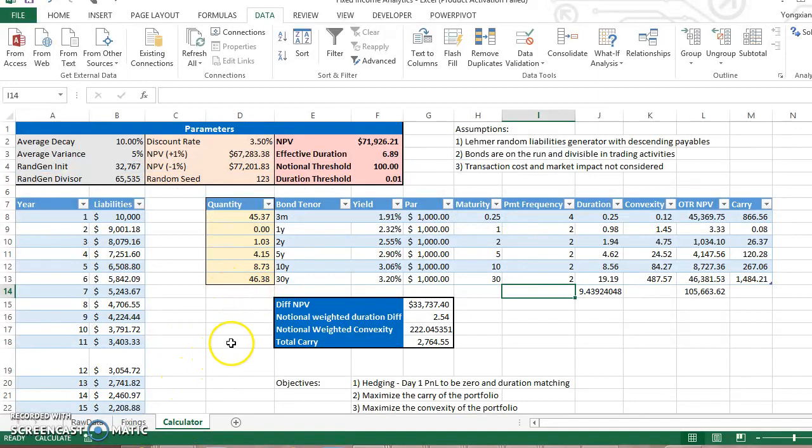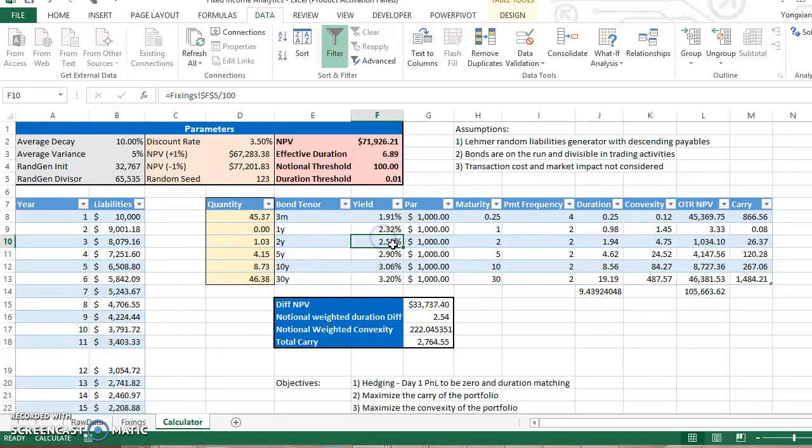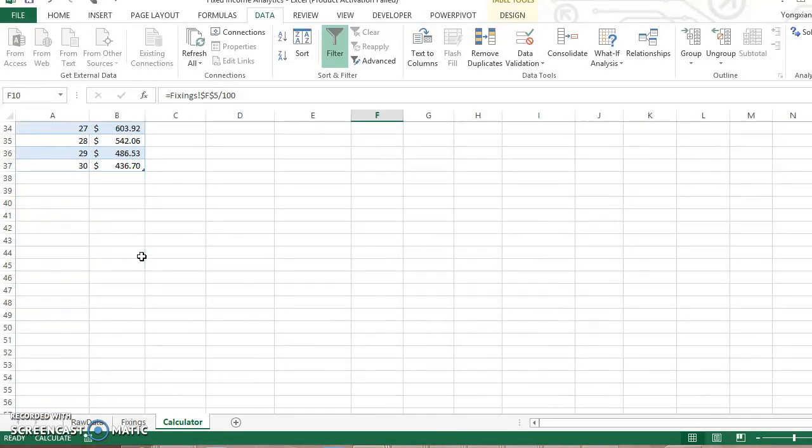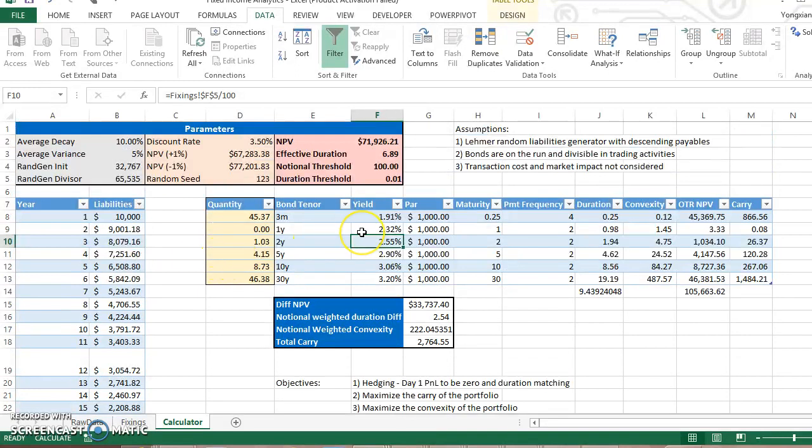So here's the main calculator. We have the liability on the left-hand side and the asset on the right-hand side. Here we have liabilities from 1 year to 30 year. Assuming we have descending payables, we can think of it as mortgage-backed securities or an insurance obligation for one claim. In terms of the velocity of the decay of the liability, we assume that the mean is 10% and variance is 5%.